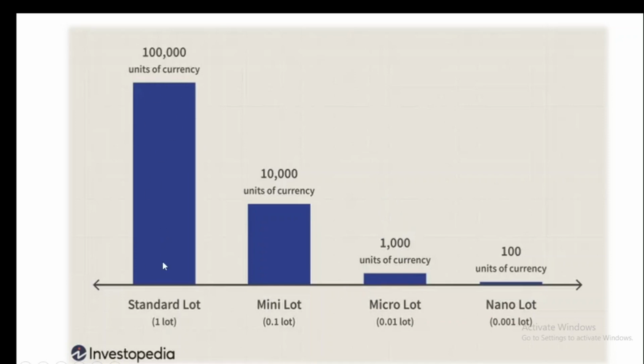How is it possible? Here they're saying one lot or standard lot is equal to 100,000 units of that currency, which can be euros or USD. That is made possible with the use of leverage.